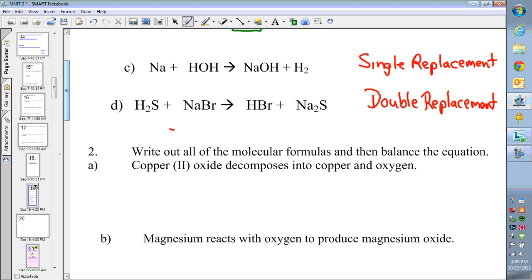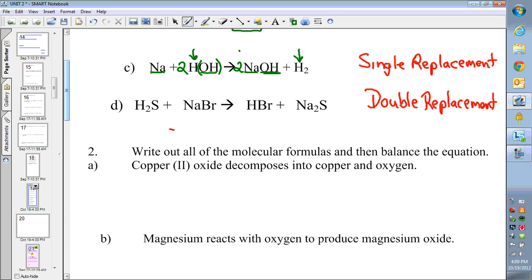We have sodium and HOH, or really water, H2O, but written as HOH, and it's producing NaOH and H2. When I count, the sodiums look great here. My hydroxides look fine, but I have 1 hydrogen here and 2 hydrogens there. So I need to fix that. If I put a 2 in front, I now have those 2 H's, but I now have 2 hydroxides. So I need to put a 2 on this molecule to give me the 2 hydroxides.